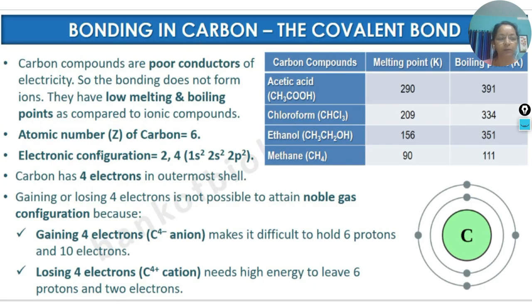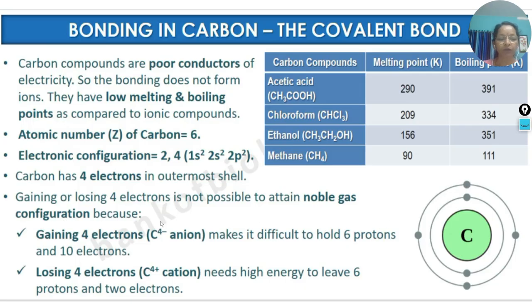Okay, so we know carbon has the atomic number 6. Its electronic configuration is 2, 4: 2 in the K shell, 4 in the L shell. So the outermost shell has 4 electrons. Okay. So for carbon to form a bond, either it can give out these 4 electrons or it can gain 4 extra electrons from other atoms. That is what we learned, either gaining or losing of electrons.